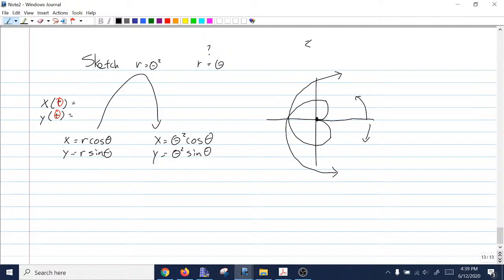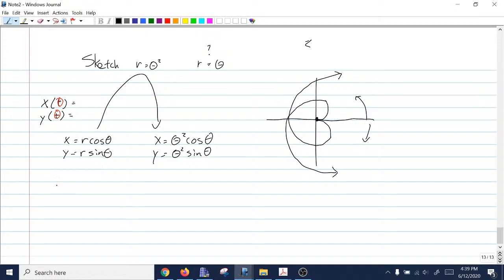I know how to find the area between the curve and the x-axis or the y-axis. I know how to find the arc length. I know how to find the slope. I know how to find dy/dx or d squared y/dx squared. All the stuff that we just did for parametric, I automatically get for free for polar. A couple key things to note. Okay, let's do an example.